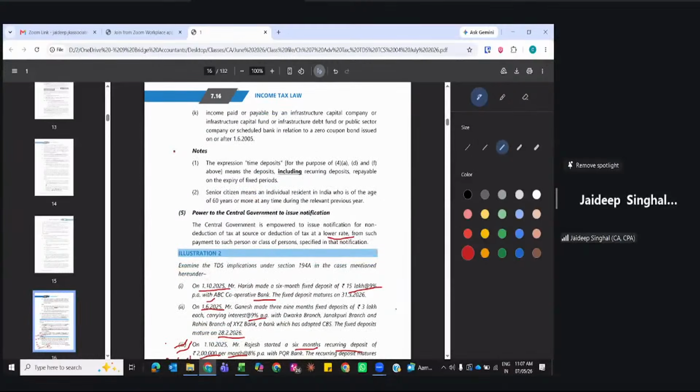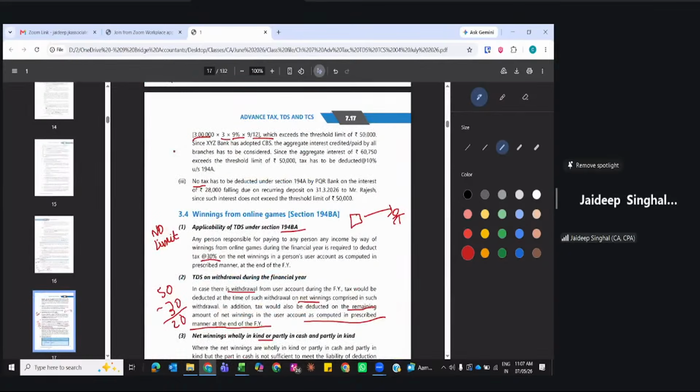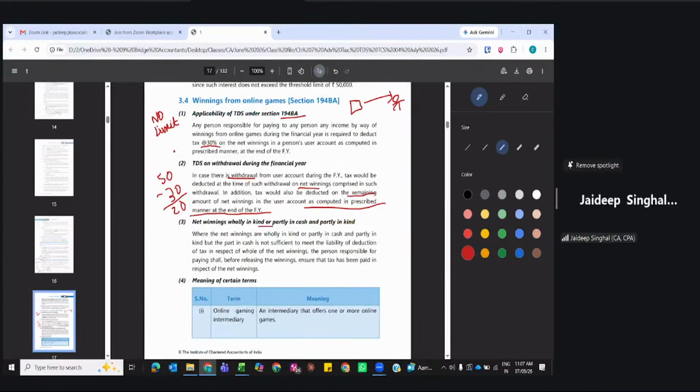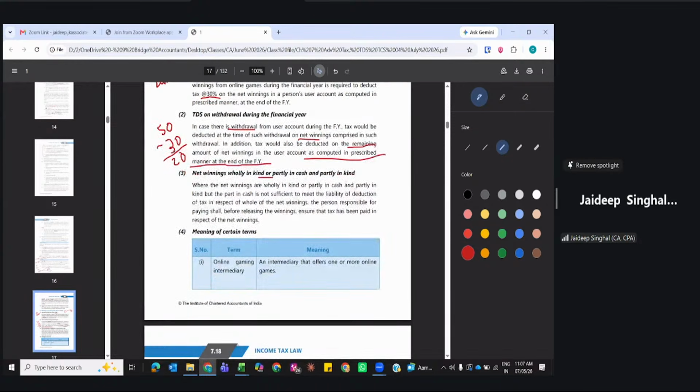Then we discussed, after this question, online games. From online games, whatever winning is there, 30% is the TDS, right? TDS on withdrawal, whatever balance there is in the account remaining at the end of the year, on that also TDS is required to be deducted. Net winnings, wholly in kind or partly in cash or in kind.